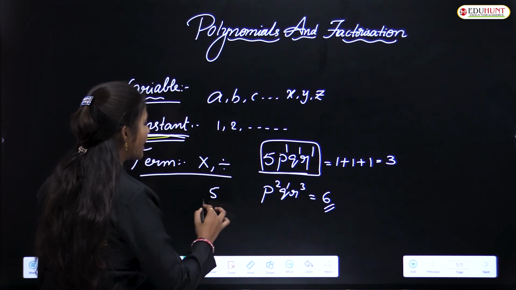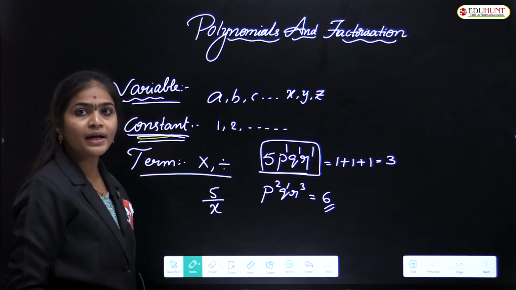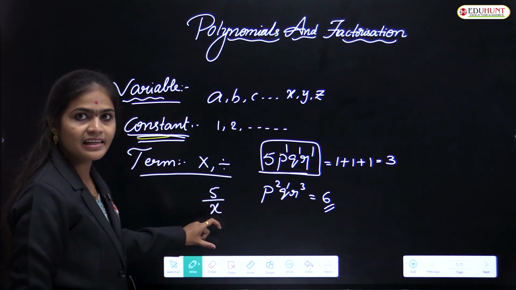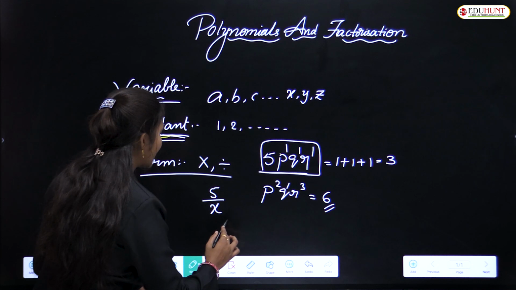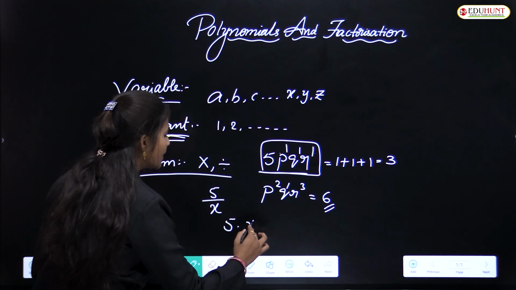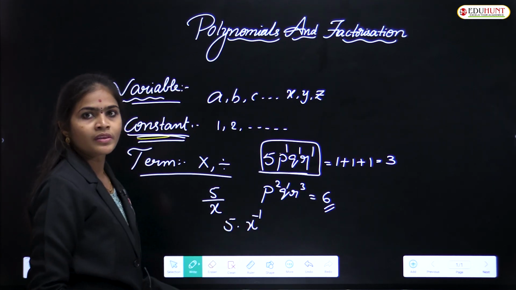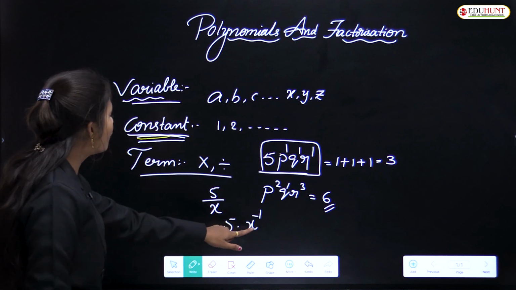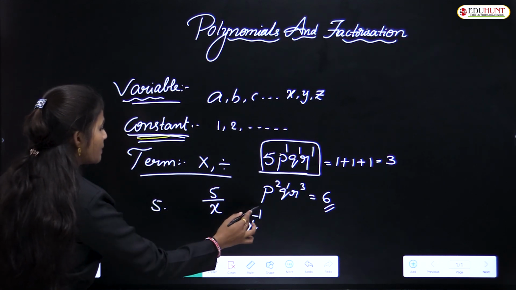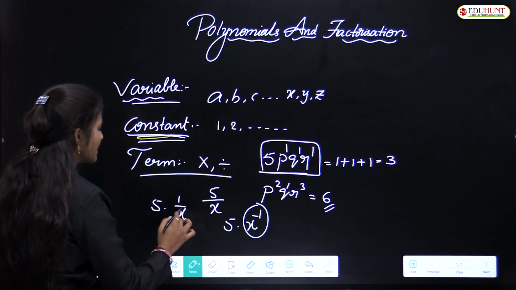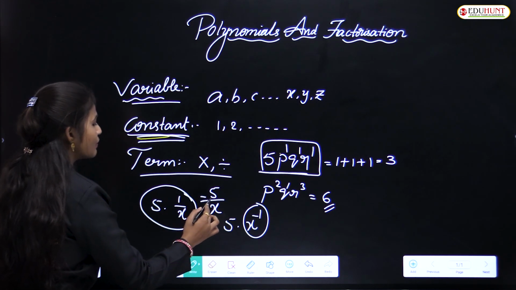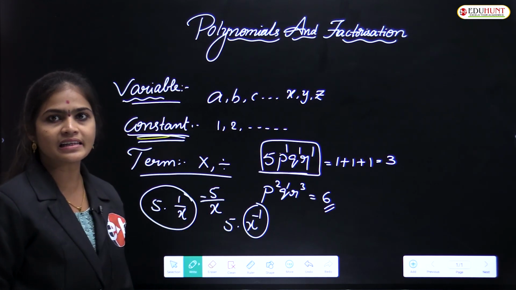For example, here 5 by x is there. So x is in the denominator, no? If you write that in the numerator, it becomes x power minus 1. 5 into x power minus 1. Why? Because x power minus 1 means 1 by x. So 5 into 1 by x is equal to 5 by x. Is it clear to you?